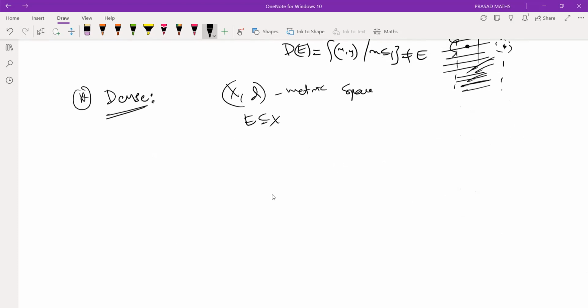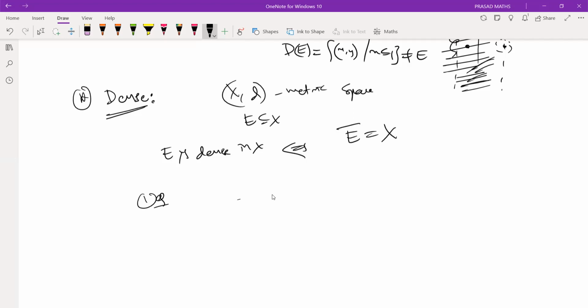A subset E of X is dense in X if and only if the closure of the set is the full space. The closure of the set is the full space. Yes or no? That is the definition, right?